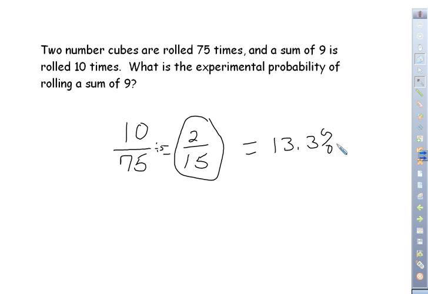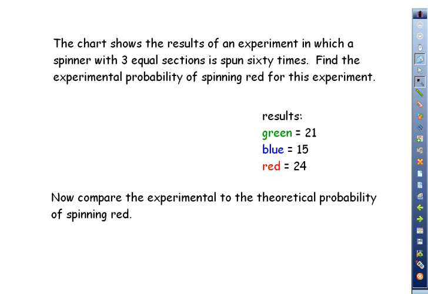Okay, let's look at the next one. It says the chart shows the results of an experiment in which a spinner with 3 equal sections is spun 60 times. Find the experimental probability of spinning red for this experiment. So go ahead and hit pause.